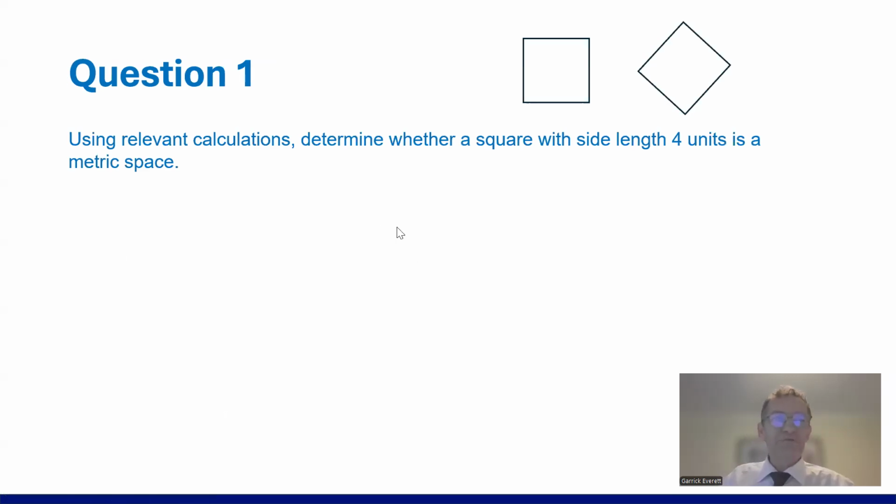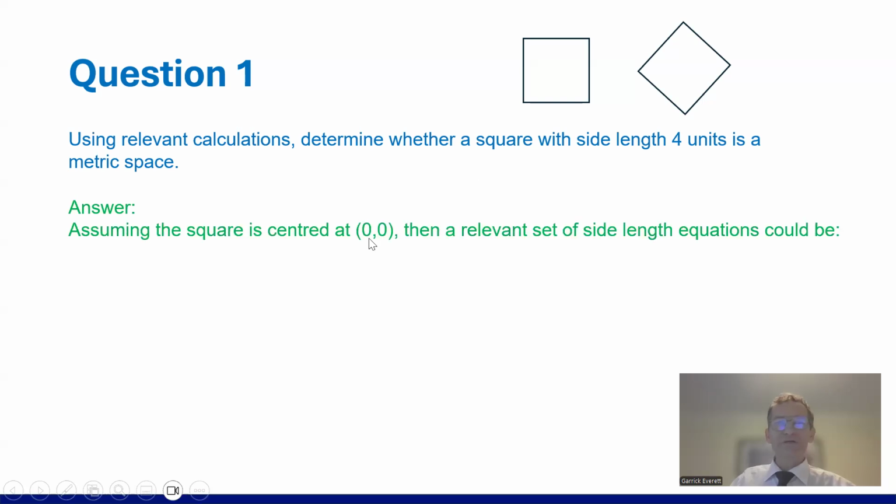So here's question 1. Using relevant calculations, determine whether a square with a side length 4 units is a metric space. Now, I've just drawn 2 squares up here, which wouldn't be in the assessment if it was an exam question. I've just drawn it up here for you to think about which way you'd have the square on the XY plane. So, assuming the square is centered at 0, 0, then a relevant set of side length equations could be. Now, if it was me, I would pick either this one or this one. I wouldn't pick a square at a different angle.